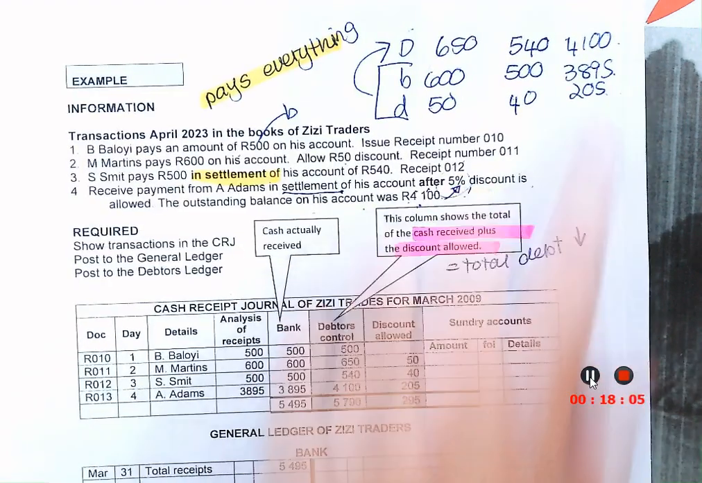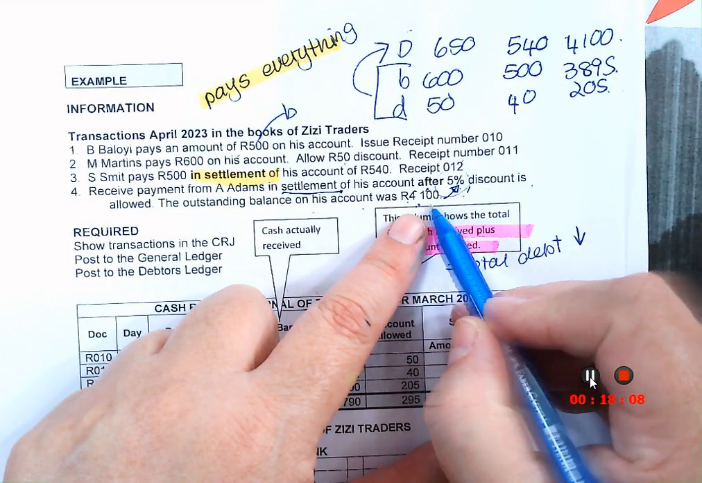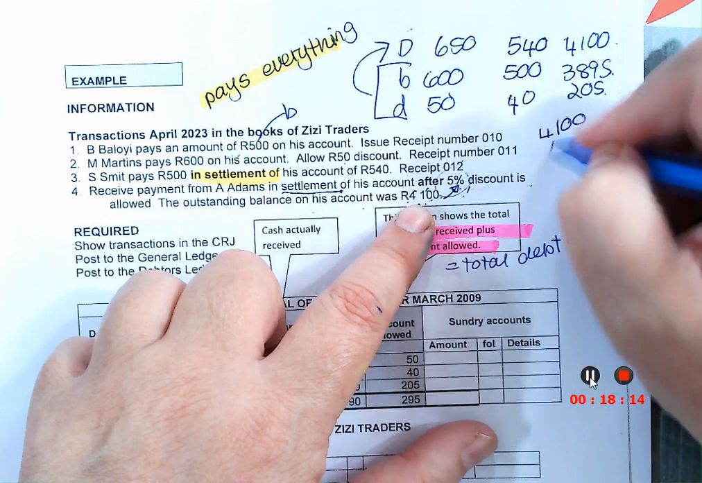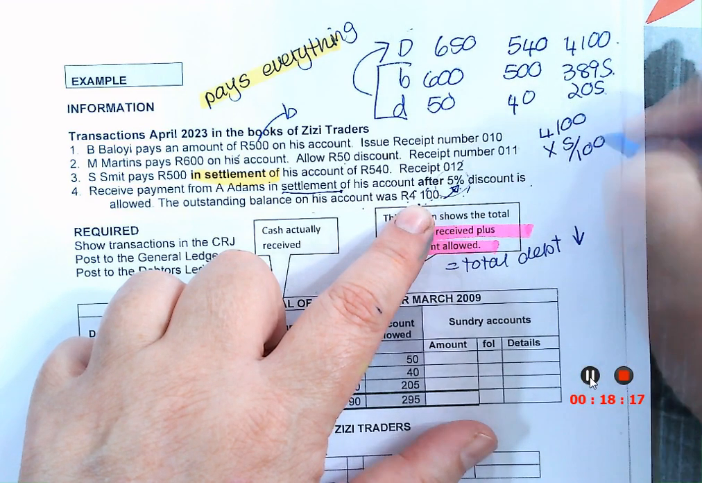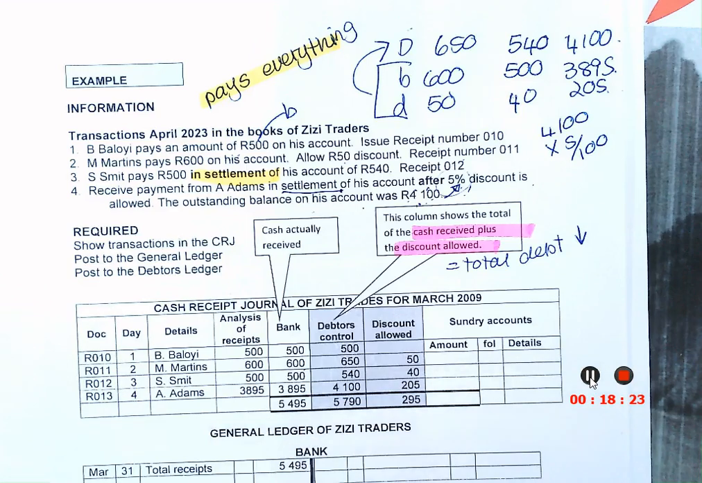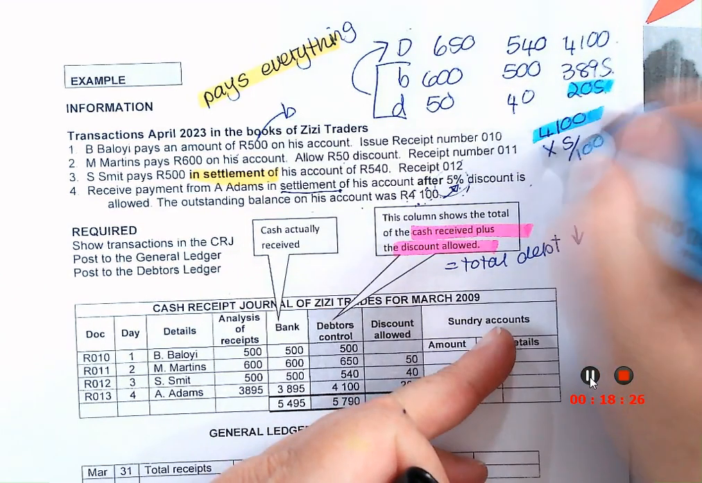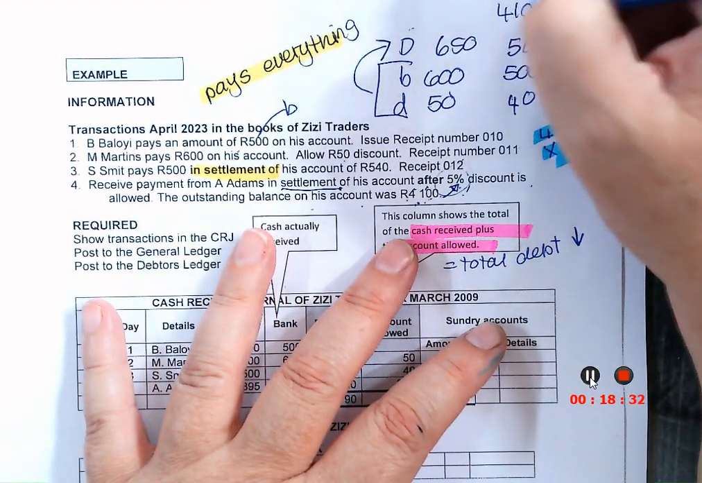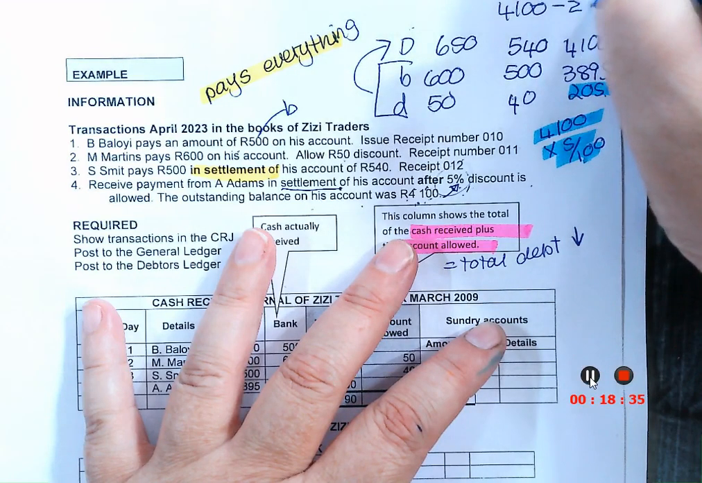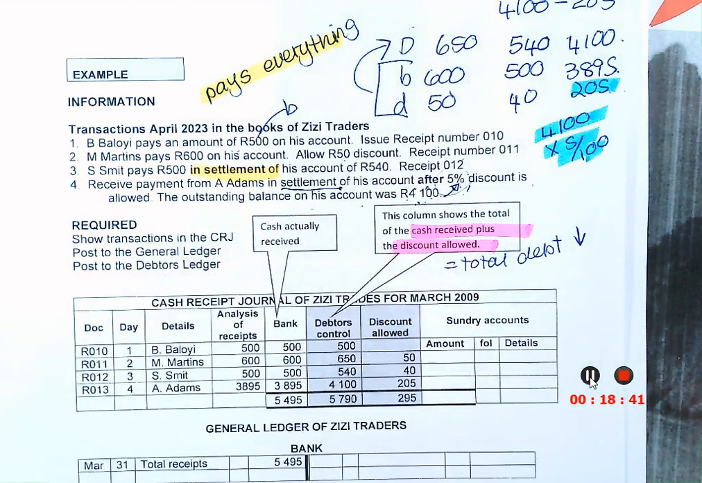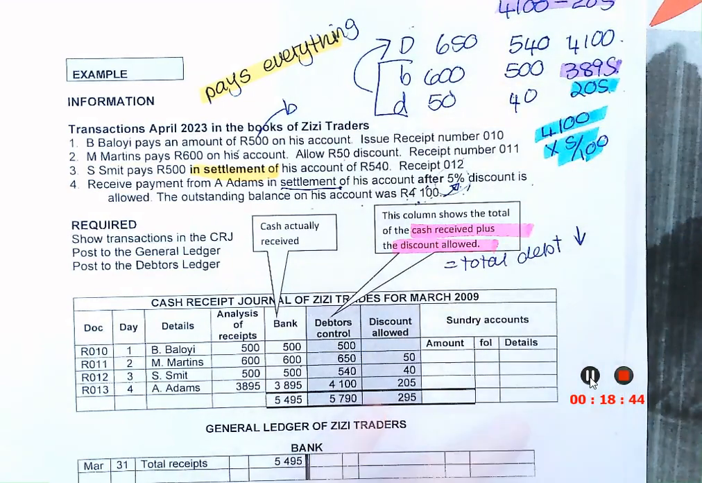His question is, how did we get the 205? They say it's 5% of his debt. So I literally said his debt, that 4,001, times 5%. And that gives me the 205. Let me just get another color. That gives me that 205. And then the 3895 I will get by saying 4,001 less 205, and that gives me the 3895.